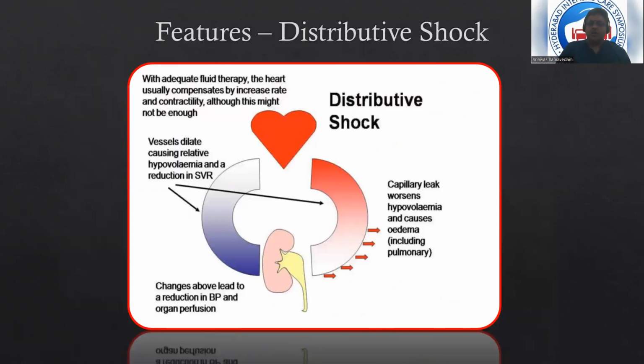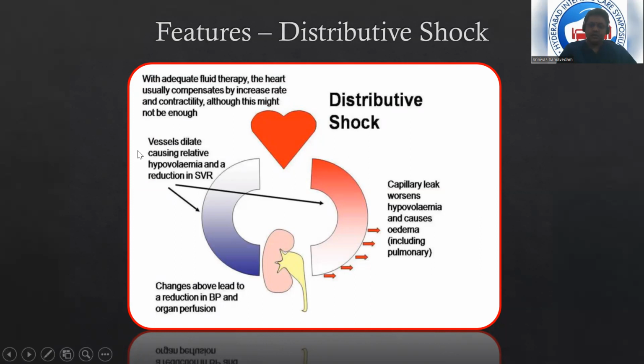The most common type of shock which intensivists manage is distributive shock, because sepsis is a very common and a favored diagnosis for most people who cannot understand what's going wrong with the patient. So in distributive shock, there is a capillary leak. The vessels would dilate because of the vasodilatory state associated with septic shock, causing relative hypovolemia and a reduction in the systemic vascular resistance. And the capillary leak worsens with consequent edema and persistent hypovolemia.